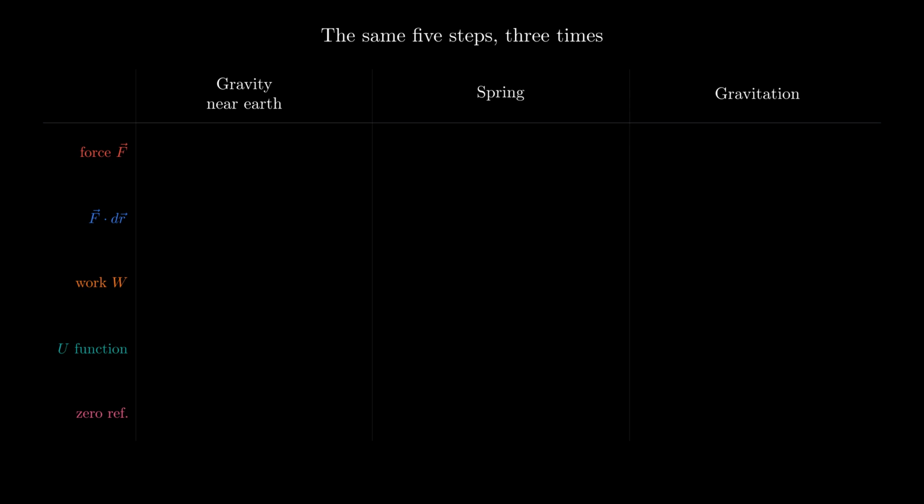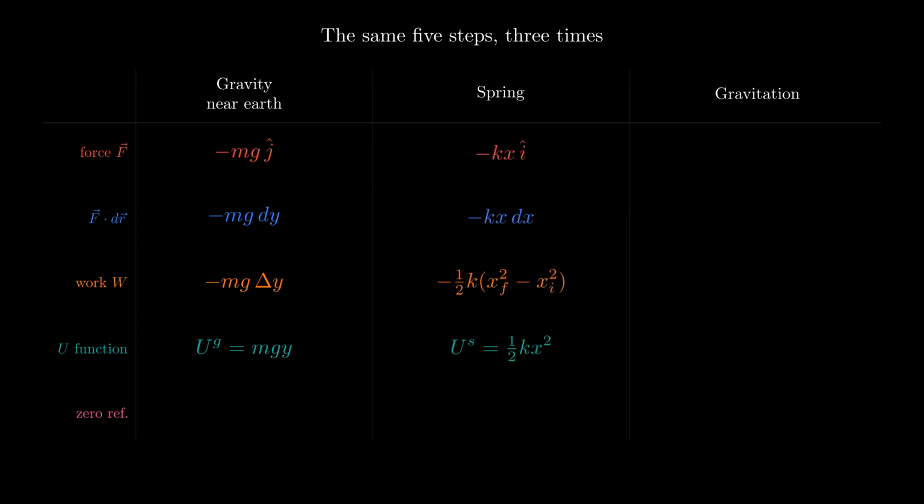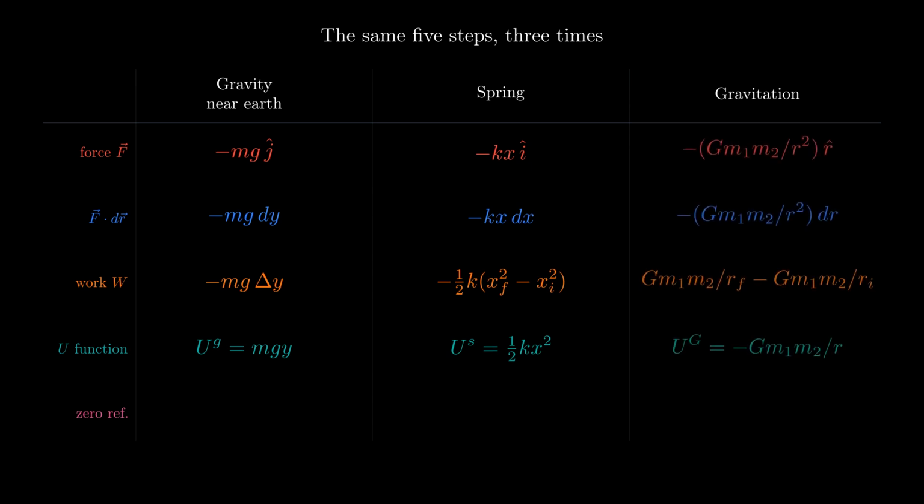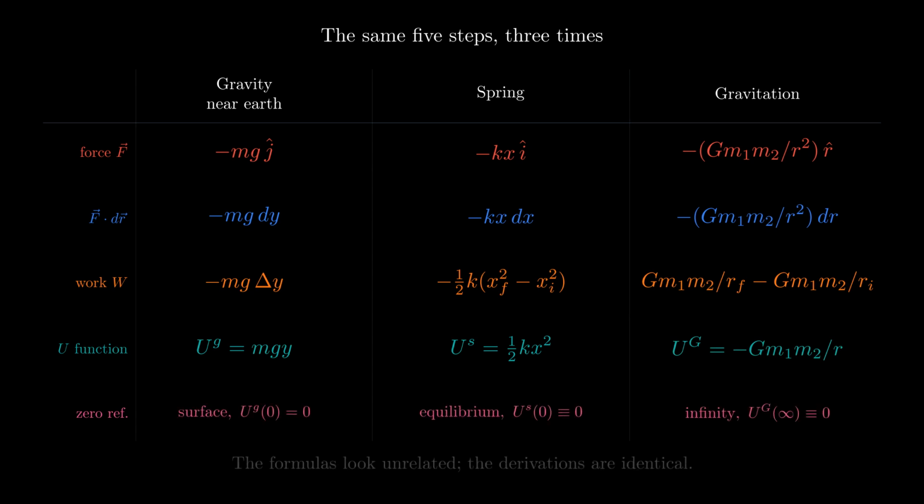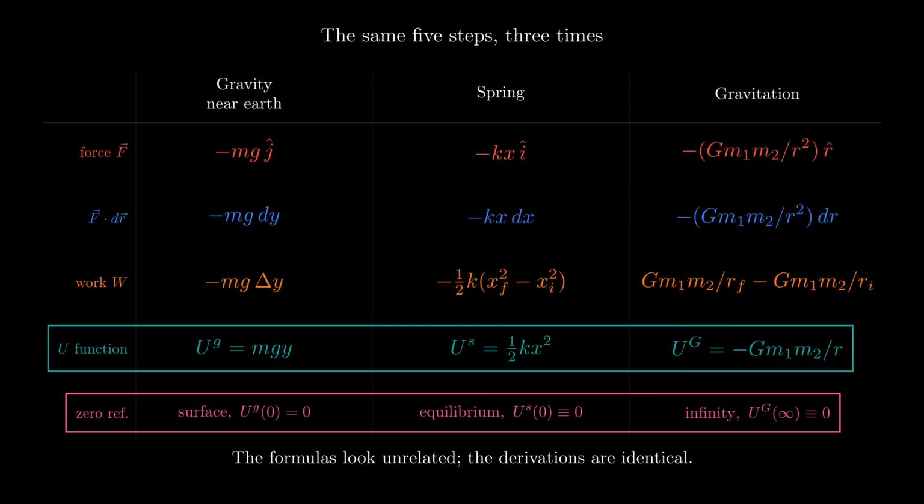Now put the three runs side by side, the same 5 steps in every column, a different force in, a different function out. Constant force in, linear function out, mgy. Force linear in the stretch, quadratic function out, 1/2 kx squared. Inverse square force in, inverse first power out, minus big G m1 m2 over r. The formulas look unrelated, the derivations are identical.